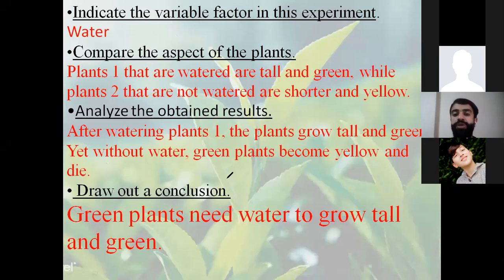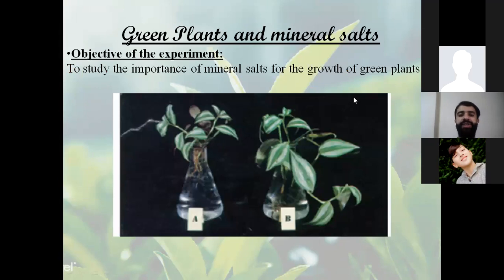The green plants, what do they need? They need water in order to grow tall and green. So this is the first important element. So green plants need water to grow tall and green. Let's move now to the second experiment: green plants and mineral salts.